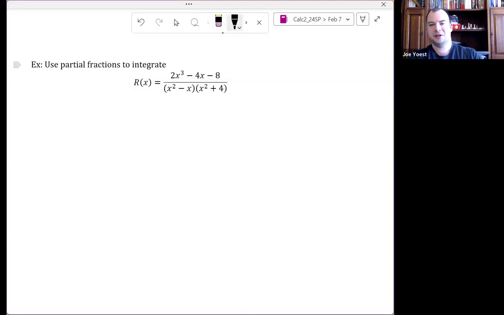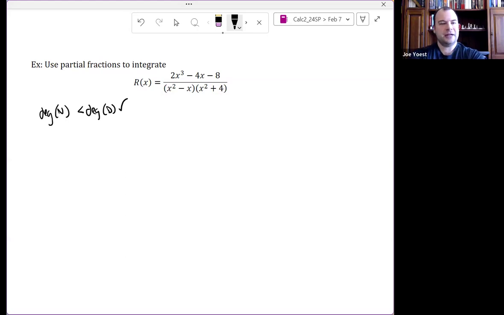Okay, so here my denominator is a 4th degree polynomial. My numerator is a 3rd degree. So the degree of the numerator is less than the degree of the denominator. So we can move right into partial fractions.